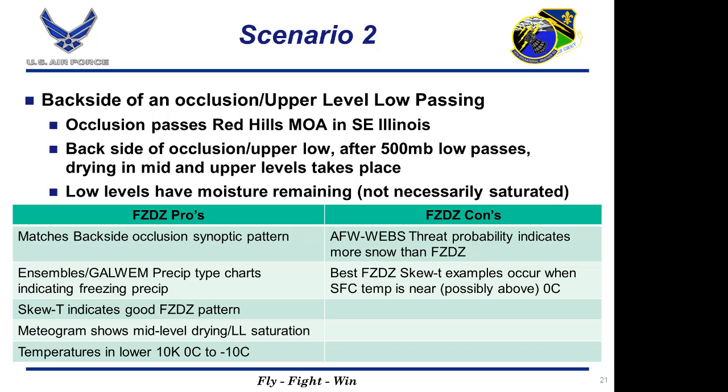In our second scenario, we have a late fall system moving through the Midwest with the backside of the occlusion and deformation zone passing over southern Illinois. As the 500 millibar low passes, the mid-levels dry out, but the low-level clouds remain. This scenario has a few more pros than cons, which we will review again at the end.